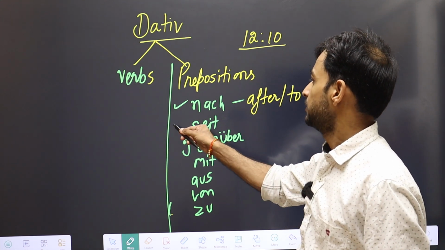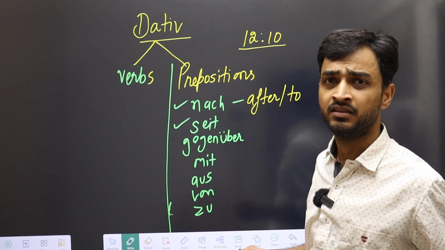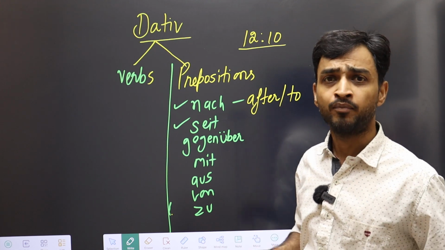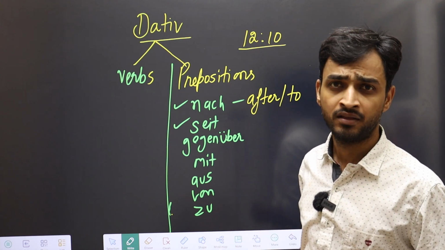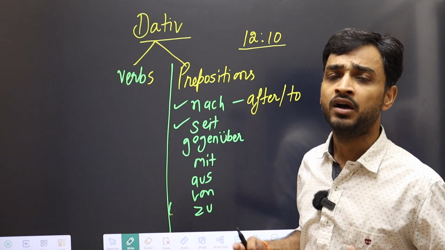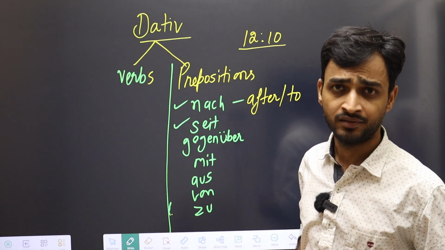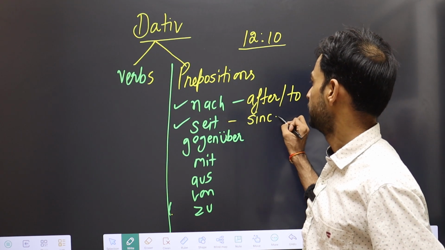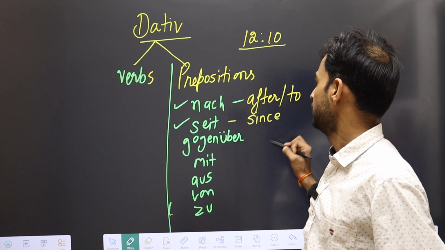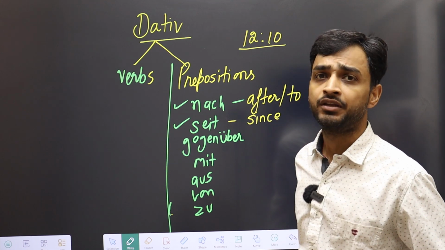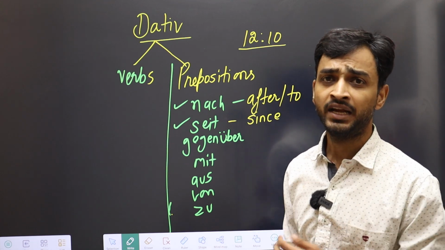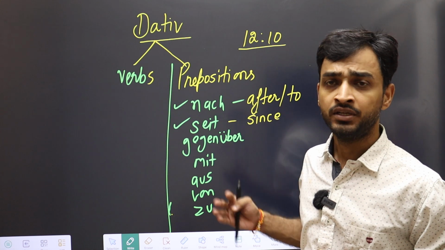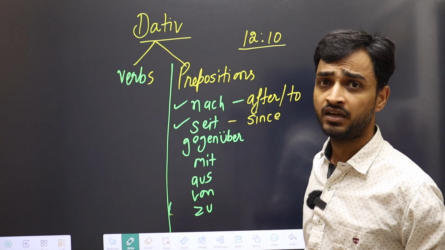Now seit means since. Seit 2 Monaten arbeite ich in dieser Firma. Seit Januar lerne ich Deutsch online. Since 2 months I am working, since January I am learning German online, or I am working in this company. So seit means since. So here we have used a dative sentence, a dative structure.